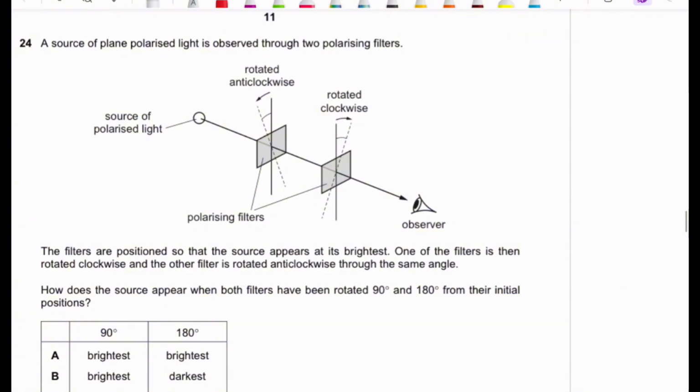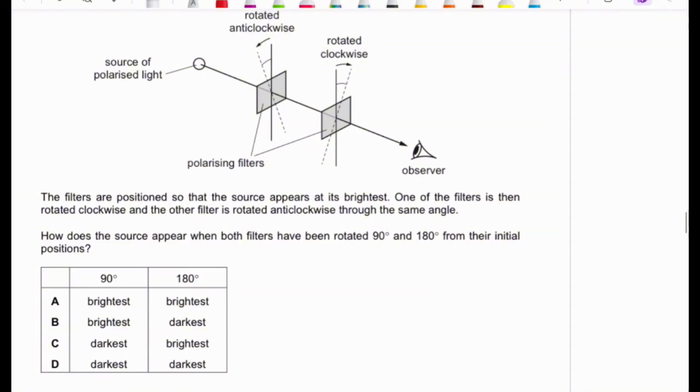Okay, another question on polarization, basically Malus' law, right? So the filters are positioned so that the source appears at its brightest. One of the filters is then rotated clockwise, and the other filter is rotated anti-clockwise, okay? Through the same angle, right? How does the source appear when the filters have been rotated 90 degrees and 180 degrees from their initial position? So basically, this is their initial position.